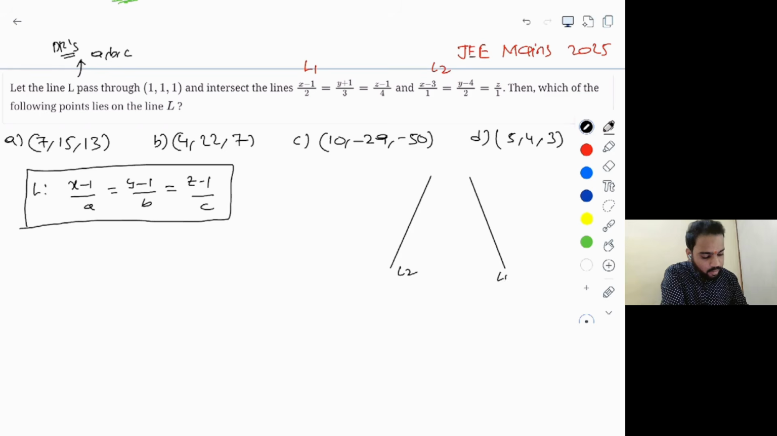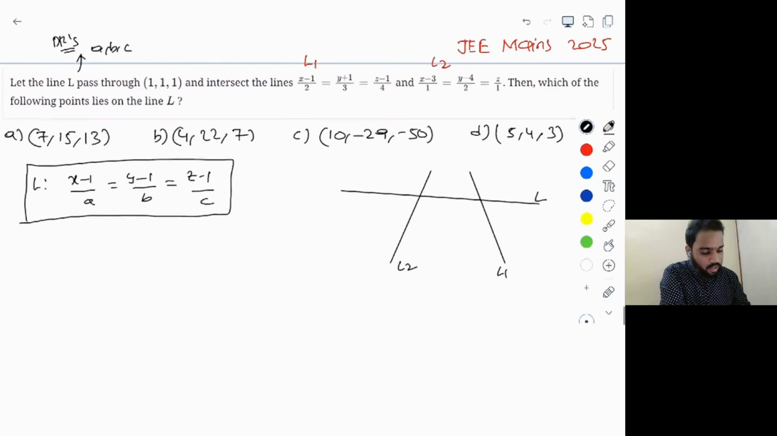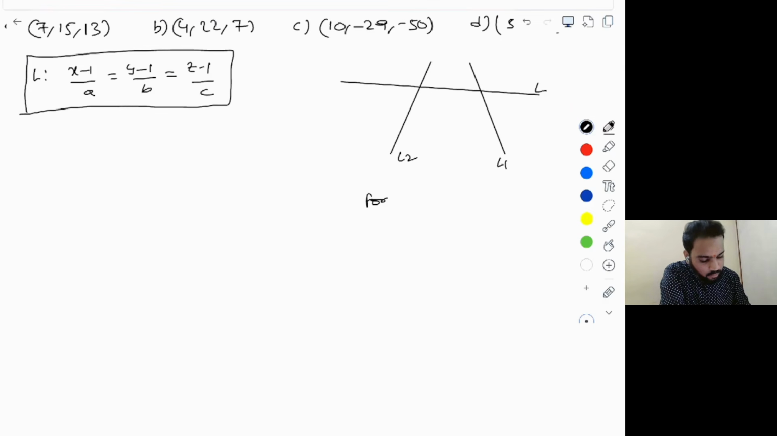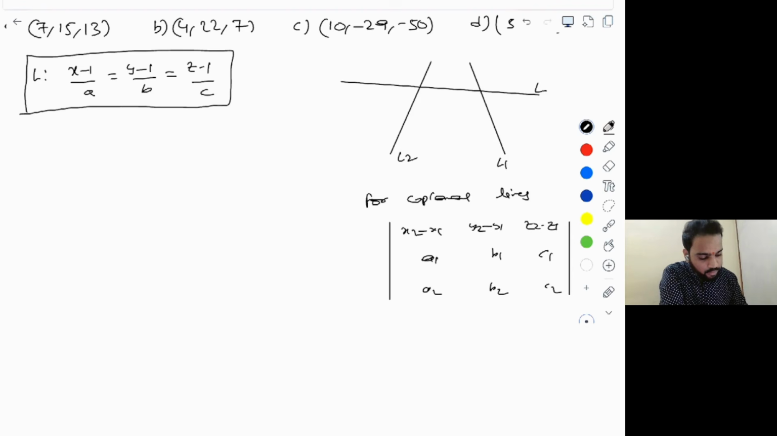So let us take a rough diagram here and let this be the line L. Now we have different methods, and I think this is the easiest method to solve this question. What we are going to do is use the concept of coplanarity. Whenever two lines are intersecting, definitely they have to be coplanar, right? And whenever two lines are coplanar, we have a standard property. For coplanar lines, det of x2 minus x1, y2 minus y1, z2 minus z1, a1 b1 c1, and then a2 b2 c2, should be equal to 0.